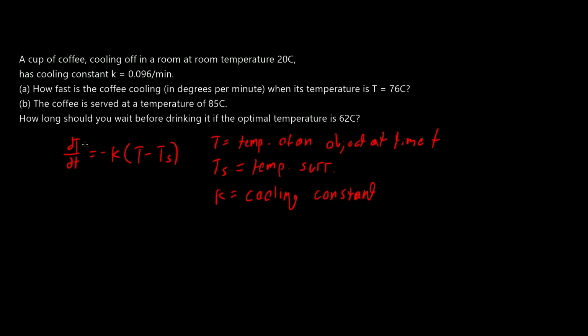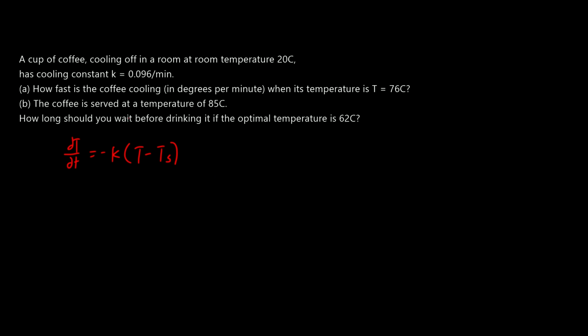So as you can see, we have a differential equation here. So what does this tell us? This equation will output the change of temperature over time. So it's the rate of how fast or how slow something is cooling. So let's get started. Let me go ahead and just delete these things to make space. So part A is saying how fast is the coffee cooling in degrees per minute when its temperature is T equals 76 degrees Celsius.